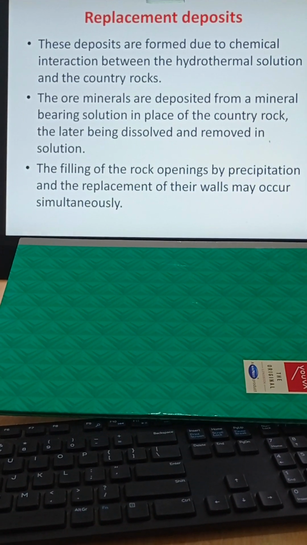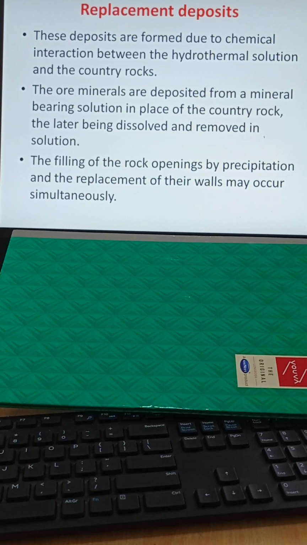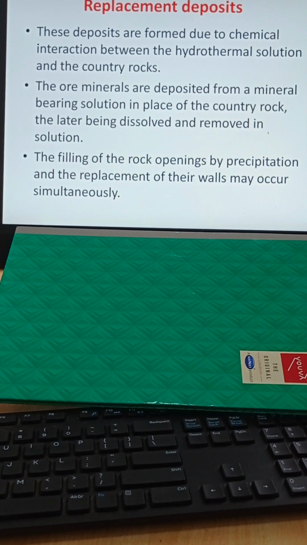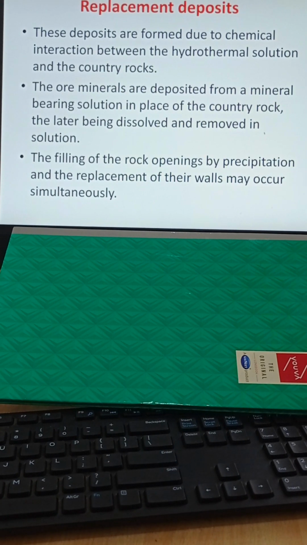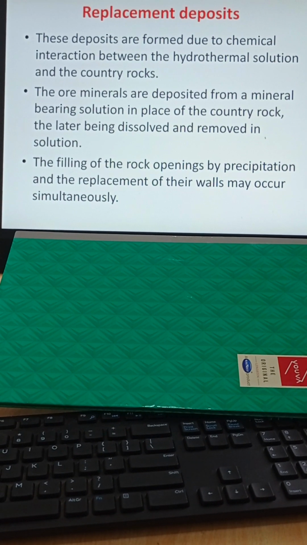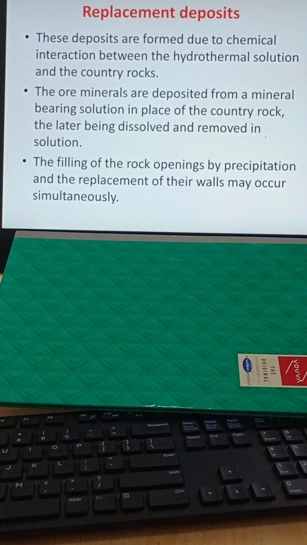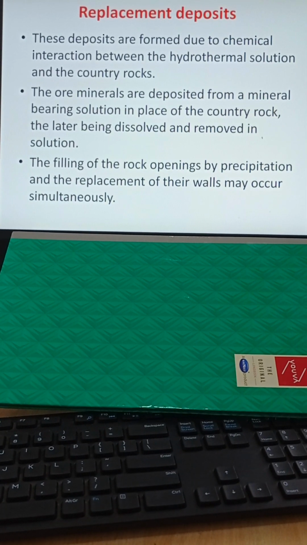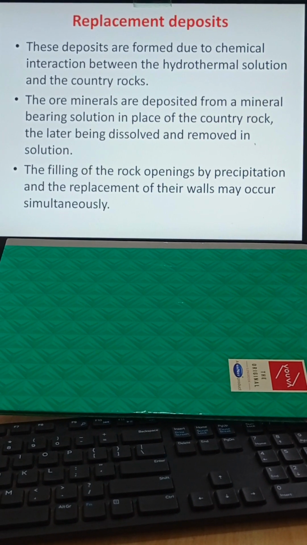Replacement deposit. These deposits are formed due to chemical interaction between the hydrothermal solution and the country rock. The ore minerals are deposited from a mineral-bearing solution in place of country rock, the latter being dissolved and removed in solution. The filling of the rock openings by precipitation and the replacement of their walls may occur simultaneously.